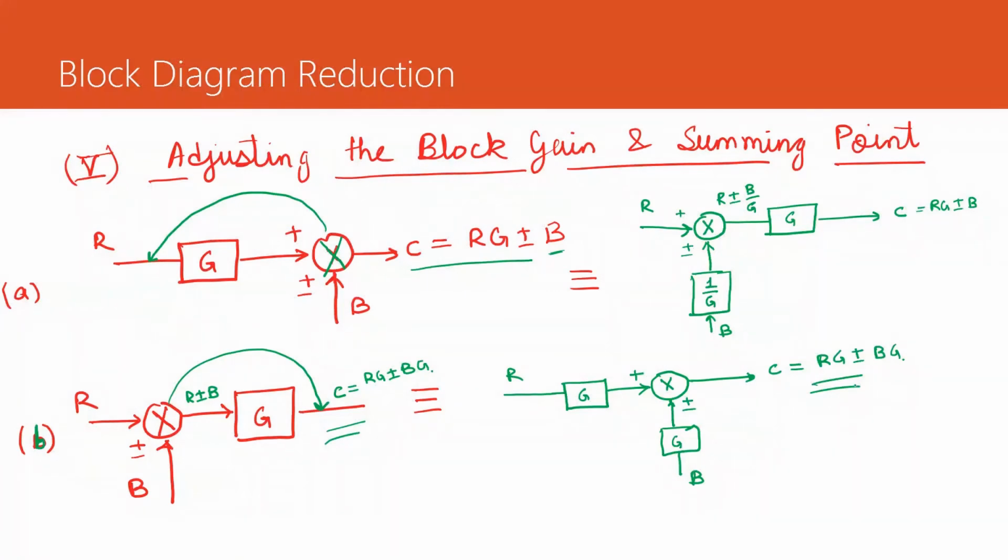So now one thing is common over here. When we move backward, I have to add a block and I simply put 1 by G over here. But when I place a summing block after a gain block, then I have to simply write a gain block in this particular input.